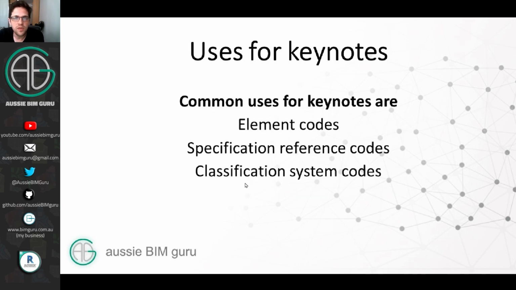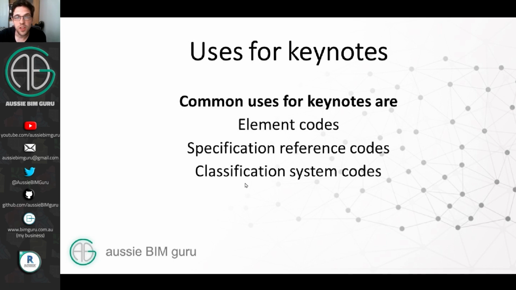So some common uses for keynotes, they really do fall under three possible use cases. The first one is an element code. For example, if you have a schedule of finishes, that finish code could be the keynote. This is probably a good use because you can obviously do material finishes and use material keynotes. No other system can really do this in Revit.